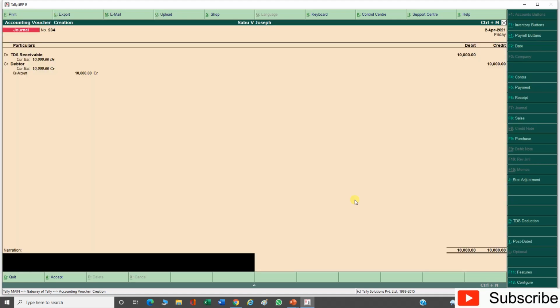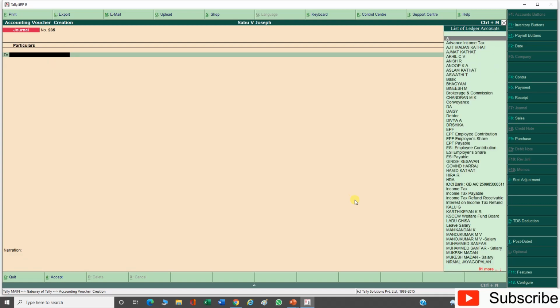Narration being TDS deducted by so and so. Under which section they deducted the TDS, mention that in the narration: being TDS deducted by so and so under section 194J, 194A, 194H, whatever the section, at the rate of so and so. Save it. Now we completed the two entries.